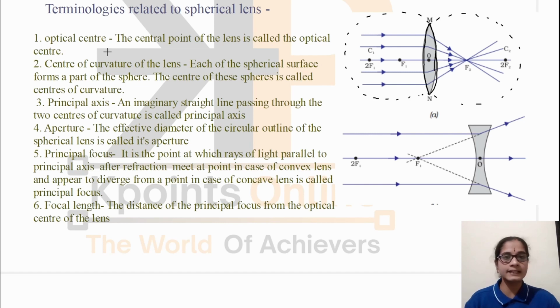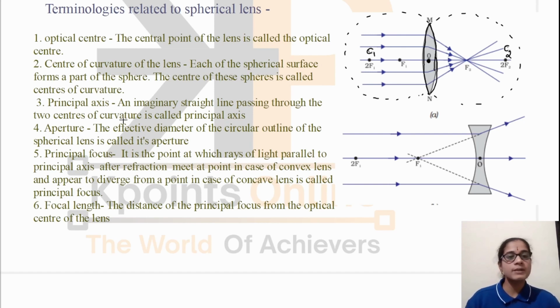Let us understand these terms. First, optic center. The central point of the lens is called the optic center. Then center of curvature of the lens. Each spherical surface forms a part of a sphere. The center of these spheres is called the center of curvature. As we have already learned, these spherical surfaces form part of two different spheres, so they have centers of curvature C1 and C2.